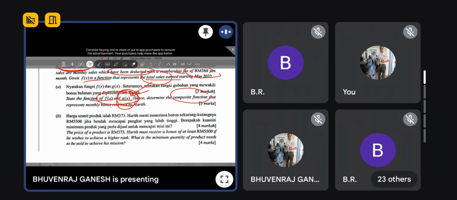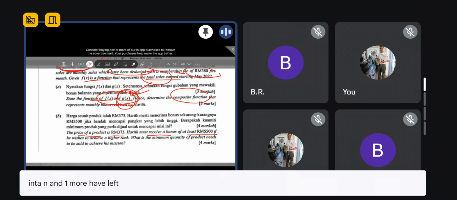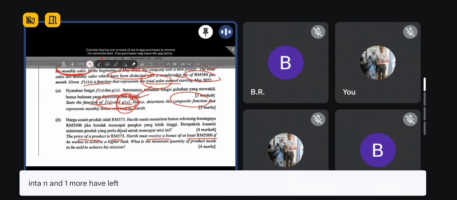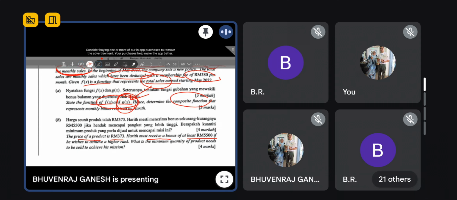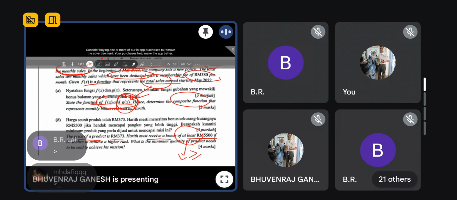They tell you that the price of the product is 373. So now this is the question. He wants to get a bonus of at least RM5500. Dia nak terima bonus sejumlah ni. So guys, can y'all type for me? If you see at least, what is the symbol yang kamu akan guna? Yes. Okay, must have the equal sign also, guys. At least sama dengan also kena ada, correct? Okay, so that means at least, you construct the equation and see.